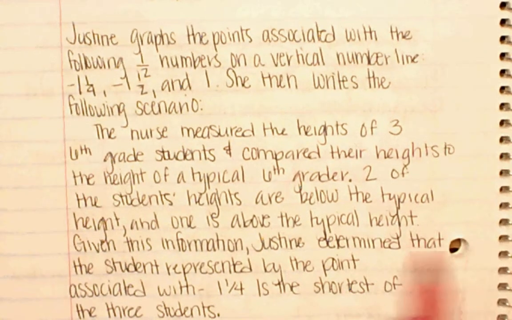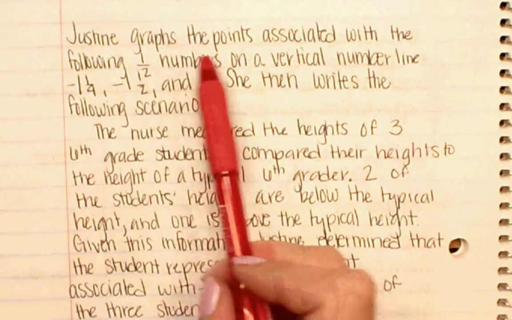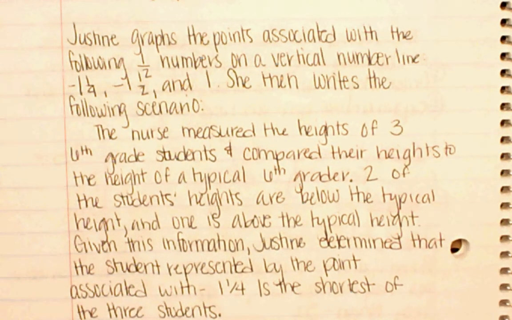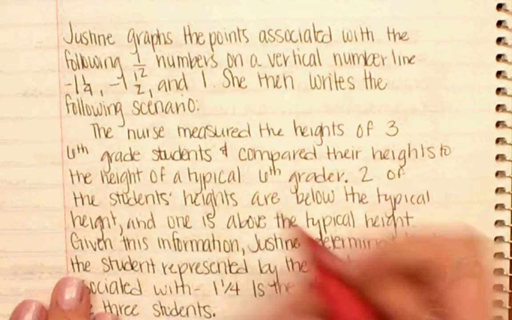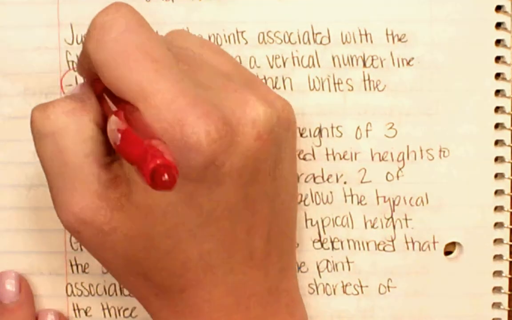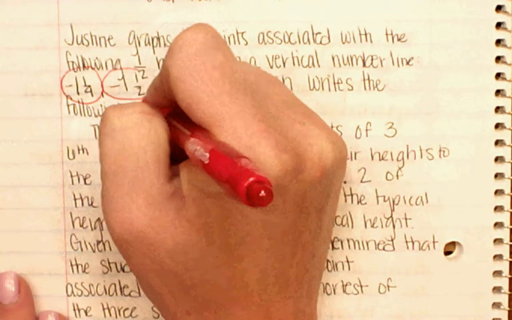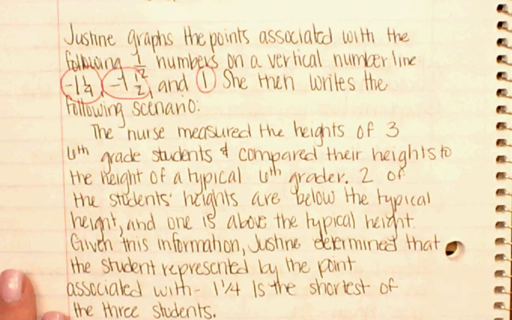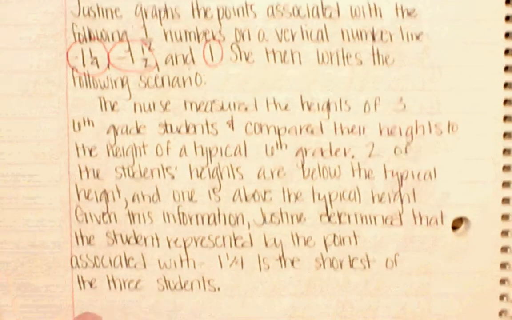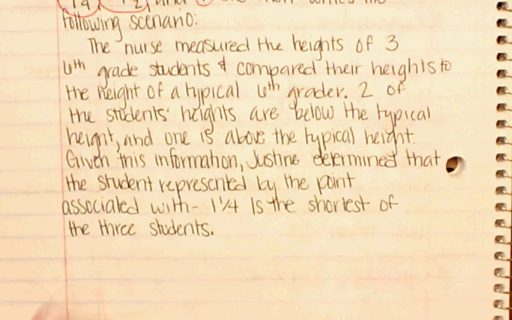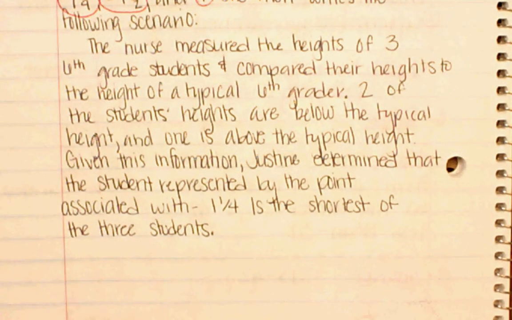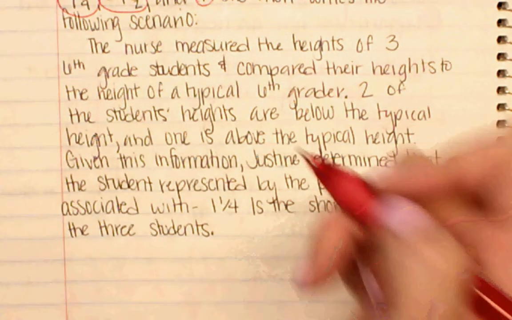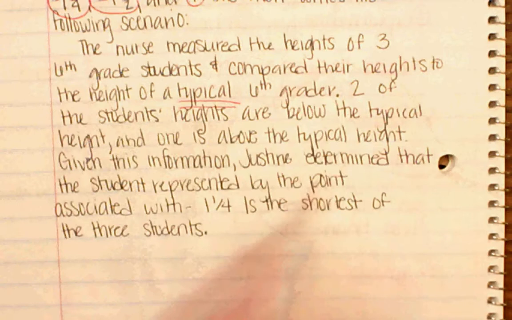All right. It says, Justine graphs the points associated with the following numbers on a vertical number line. So we have negative 1 1/4, negative 1 1/2, and 1. She then writes a story following this scenario. So the nurse measured the heights of 3 6th grade students and compared their heights to the height of a typical, and I'm going to underline typical, 6th grader.